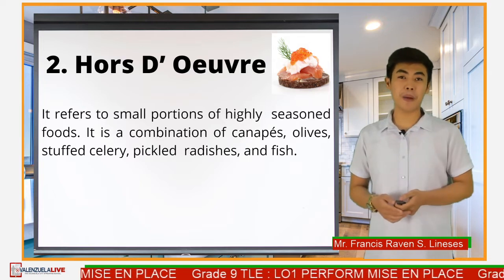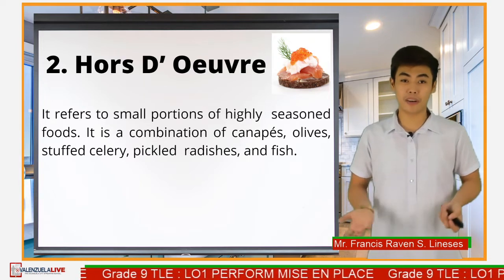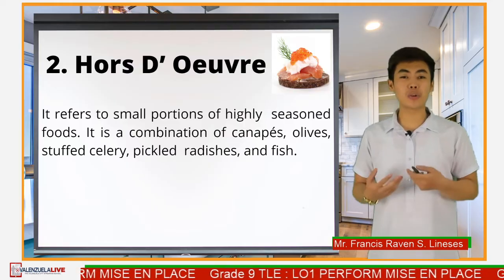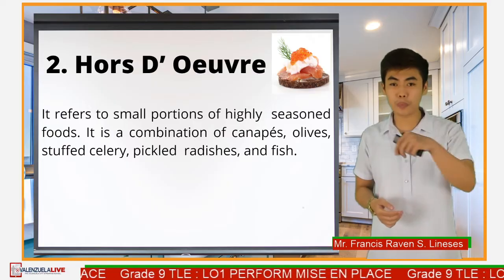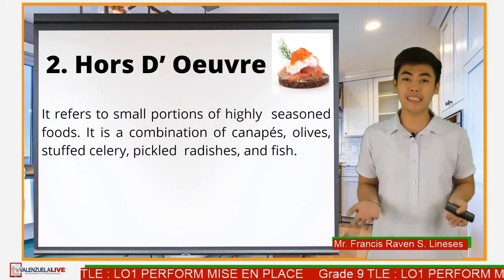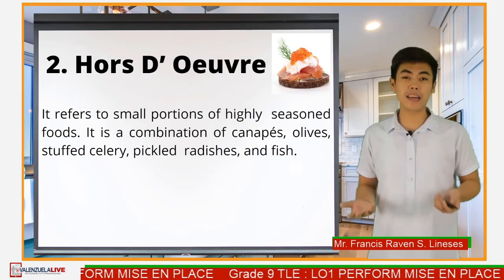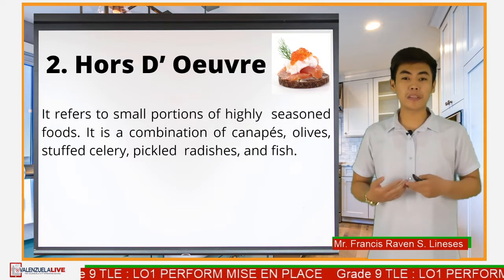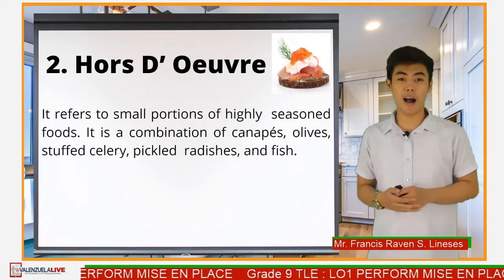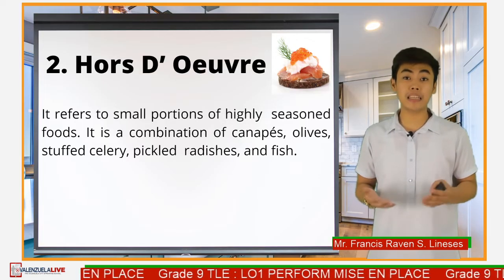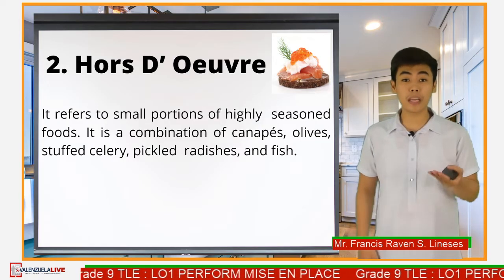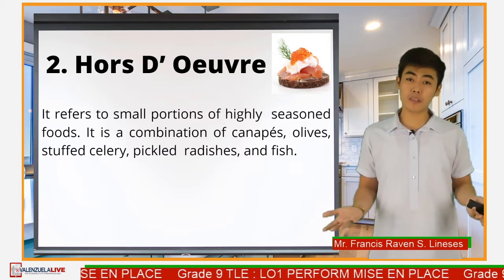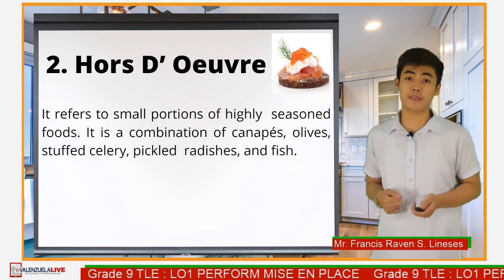The second classification of appetizer is the hors d'oeuvre, which means outside the meal. It refers to a small portion of highly seasoned food. It is a combination of canapes, olives, stuffed celery, pickled radishes, and fish. It can be served cold or hot. This is placed in an individual plate or sometimes on a platter and passed around. So what are the examples of miscellaneous hors d'oeuvres?